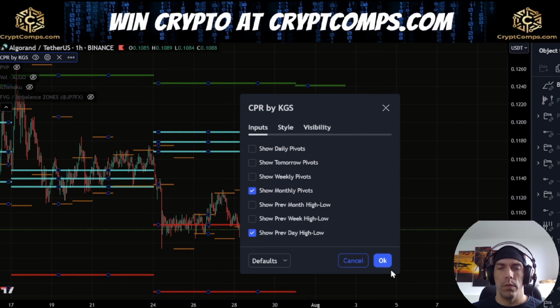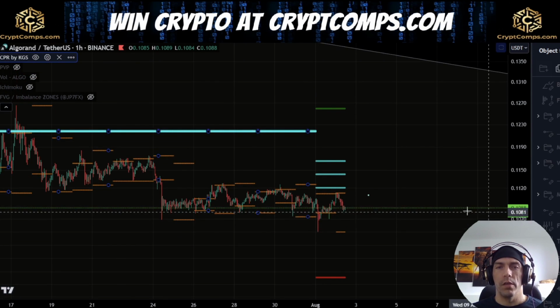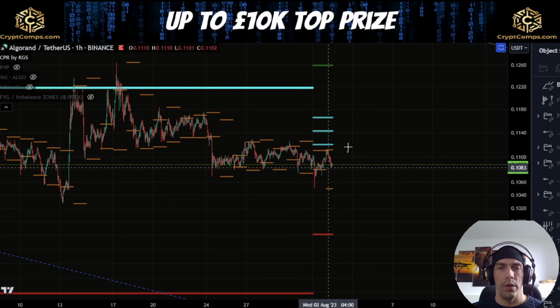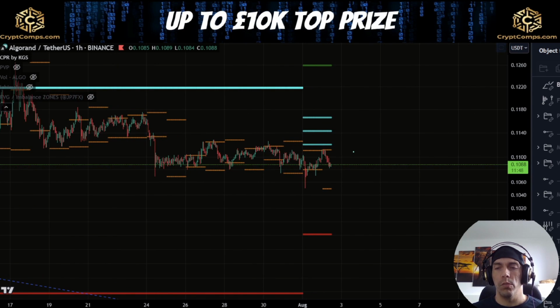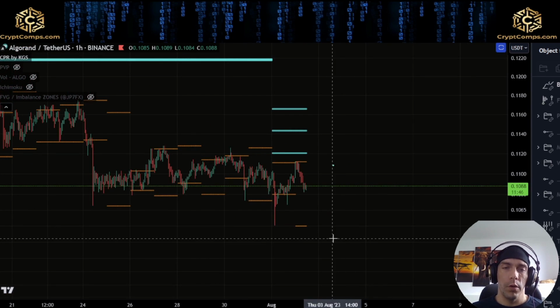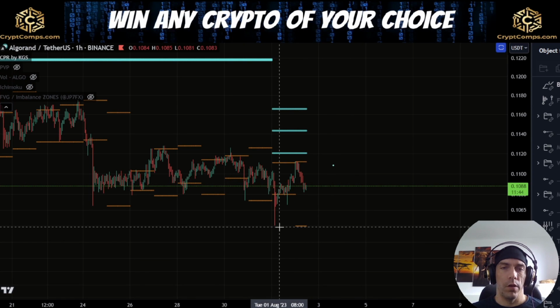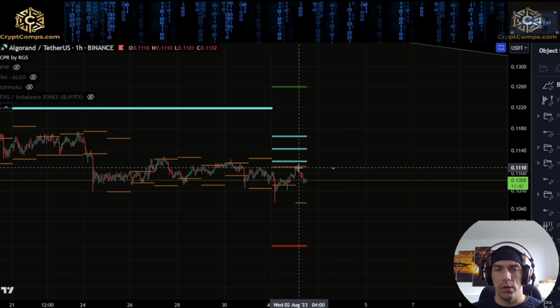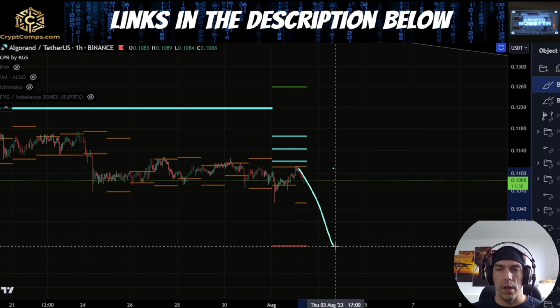Now, if we flip this over onto the monthly, what we can see is that we have printed lower CPR lines and we are currently below these central lines as well, which is not ideally what we want to see if we're looking for that impulsive price action. Now, if we do fail to reclaim this level, what we could see is price could start to fall away down here towards this S1 line, which would be at this 0981.